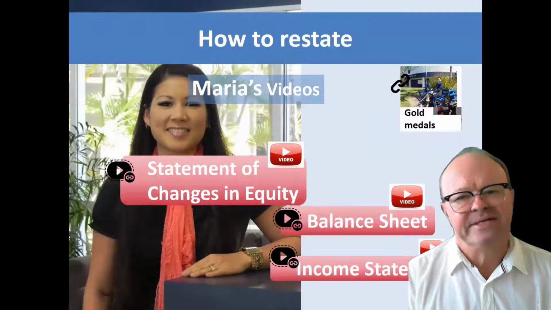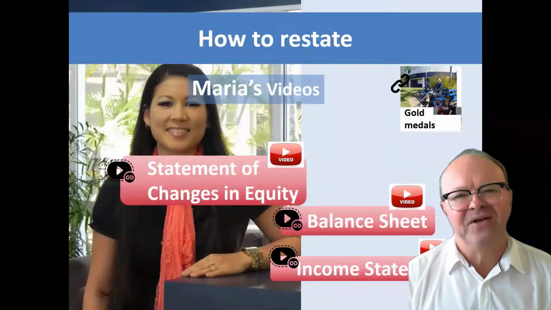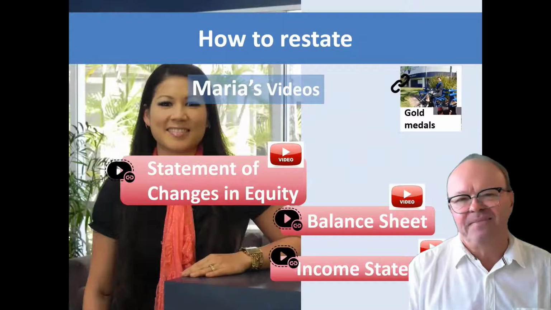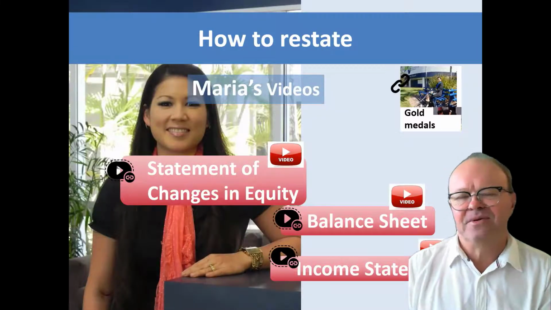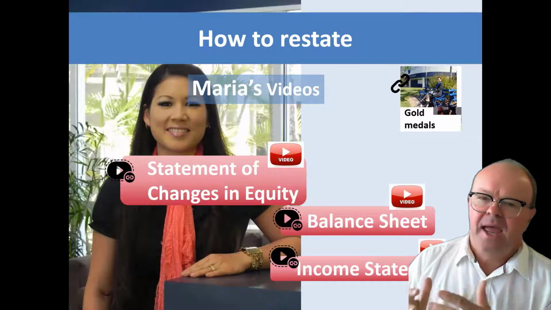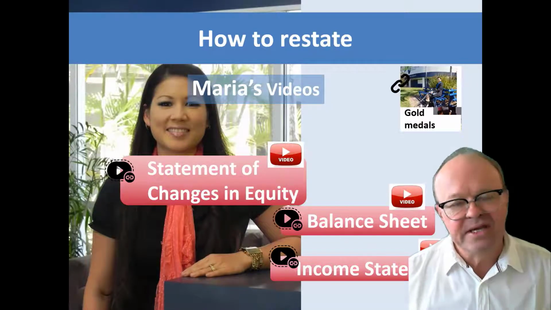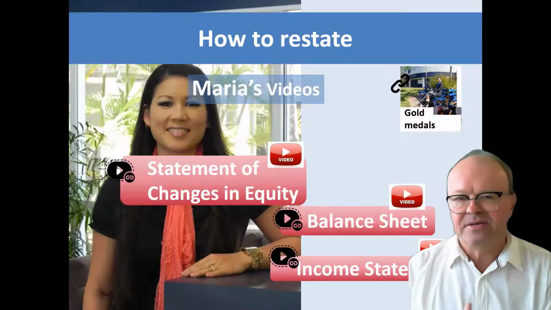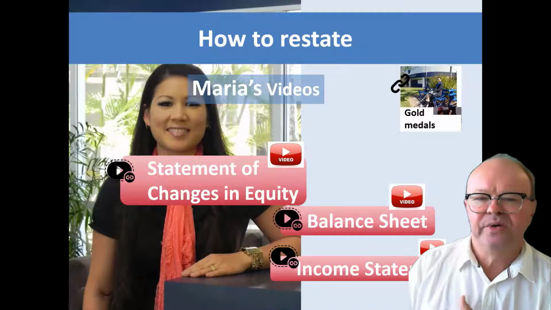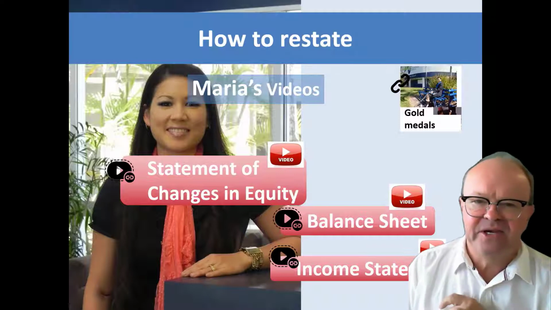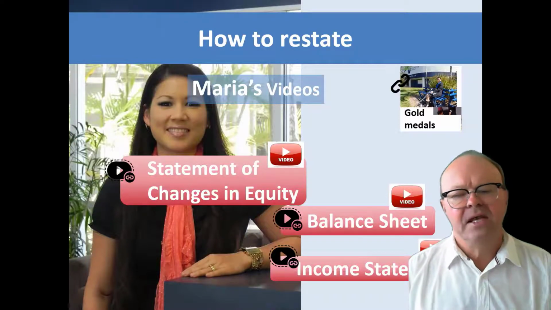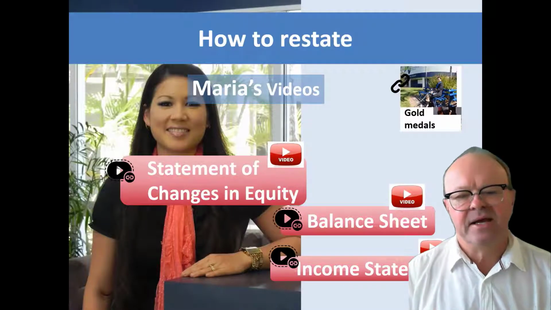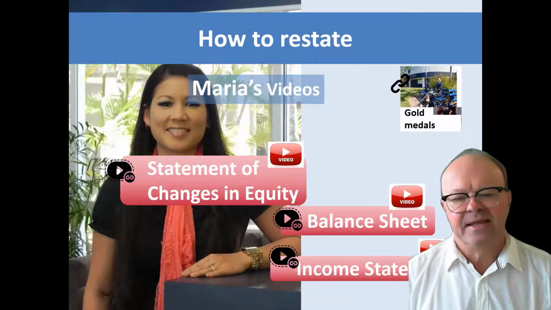So how do we restate? Well, what we suggest you do is you read chapter 4 and you do your assignment 2, step 1. A lot of people can find that a bit confusing. They're picking this up and wondering. Other people can get right into it. So there's a whole range of different responses to it. Then have a look at Maria's videos. There's one on each of the financial statements: the statement of changes in equity, the balance sheet, and the income statement.